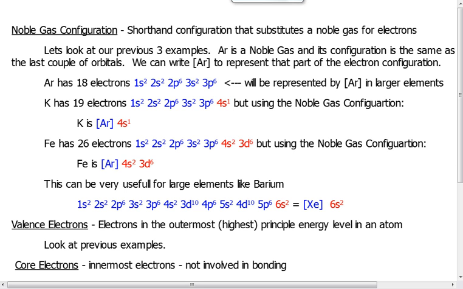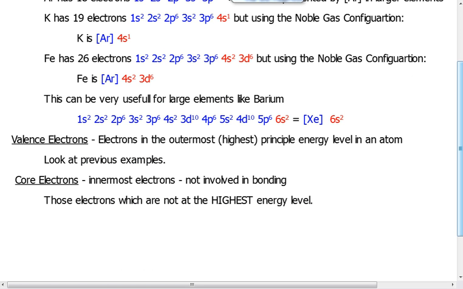So we already talked about noble gas configurations. I think I have the last example up there. If you did barium, here's barium's entire configuration. But man, isn't that a lot easier? Just writing the final piece.